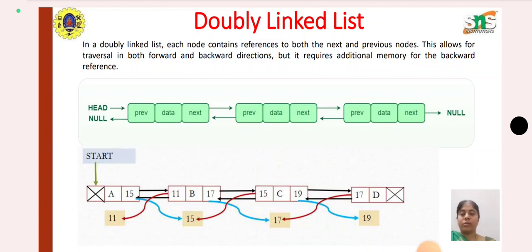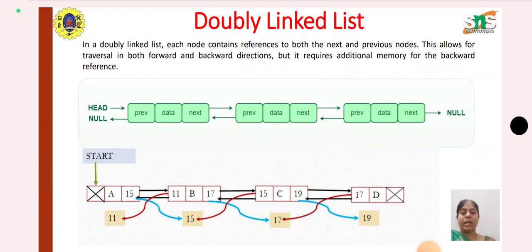This is an example of a doubly linked list. Inside a node, we store the data, a next pointer and a previous pointer. The next pointer stores the next node's address, and the previous pointer stores the previous node's address. Here is an example.